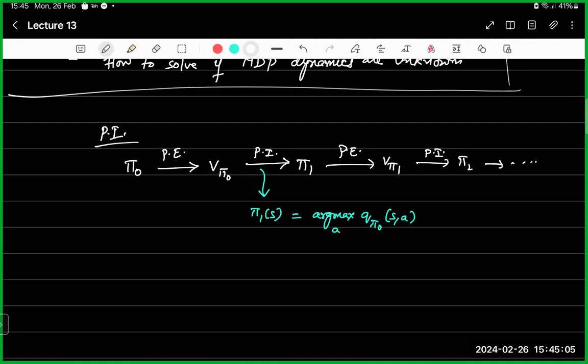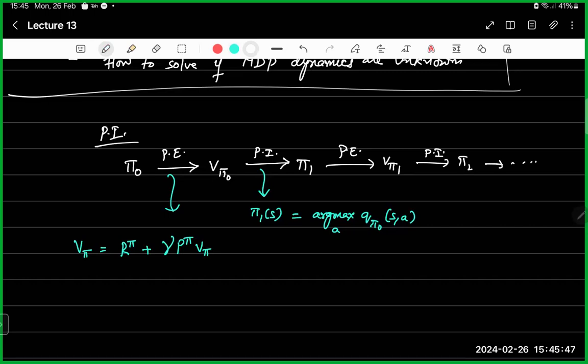Okay. And how are we doing policy evaluation? So given a policy pi, how do we find V pi? What do we know? Yeah, we use the Bellman expectation equation. What is the Bellman expectation equation? Right. So this is the Bellman expectation equation. How do we use this equation to find V pi naught?